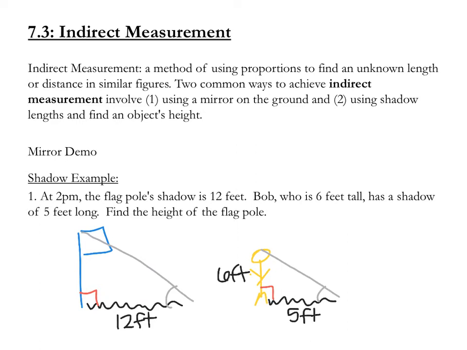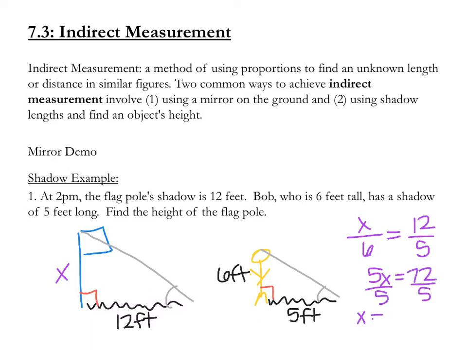So you have to get all those numbers in the right spot. We are trying to find the height of the flagpole, which is what I'm going to call X in the picture. And then from here, it should be really easy to just set up the proportion and solve. It's X over 6 equal to 12 over 5. 5x equals 72. Divide by 5, X is equal to 14.4 feet. And just check to make sure that that makes sense. The flagpole, since it has a bigger shadow, should be taller. So your answer should be something that makes sense.